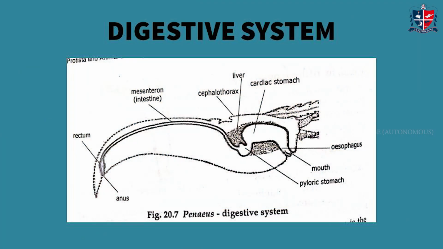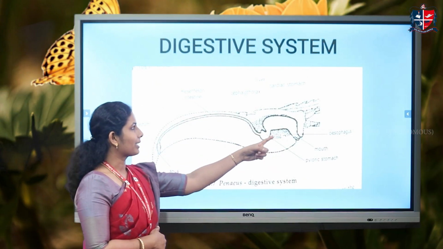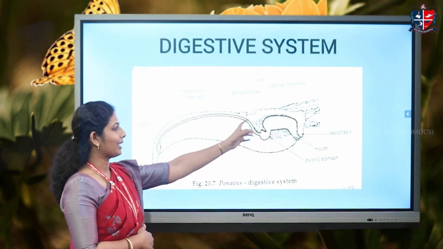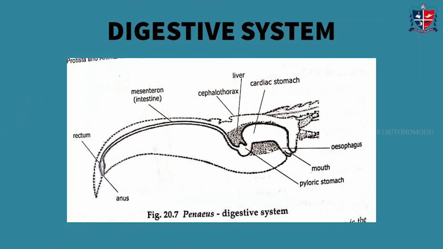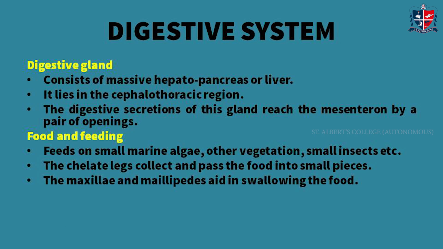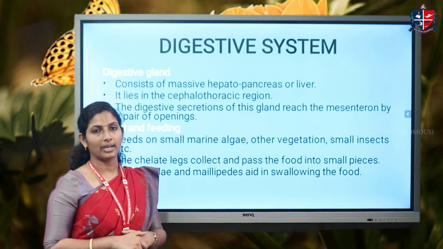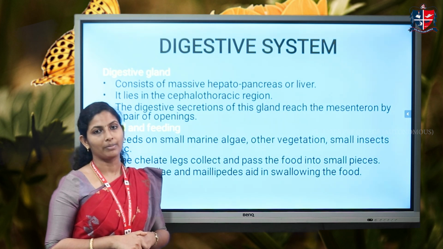Now this is the digestive system diagram, and you can see it starts from the mouth, the buccal cavity, then esophagus and the stomach. The stomach is divided into two, a larger cardiac stomach and a smaller pyloric stomach, which continues as the mesenteron, the middle part, and ends in the proctodeum, consisting of hindgut or rectum and the anus. Now about the digestive gland, the Penaeus contains a large hepatopancreas or liver. It is situated in the cephalothoracic region, and the secretions of this hepatopancreas reach the mesenteron by a pair of openings.